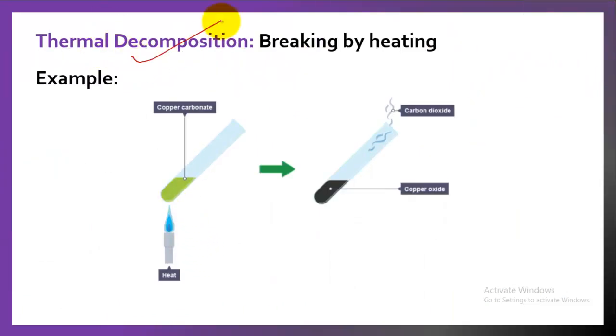Third, it can be thermal decomposition. That is the breaking up of a compound into its constituents by heating. For example, if we have calcium carbonate and we heat it, then this compound will break up into its constituents, that is CaO plus CO2.